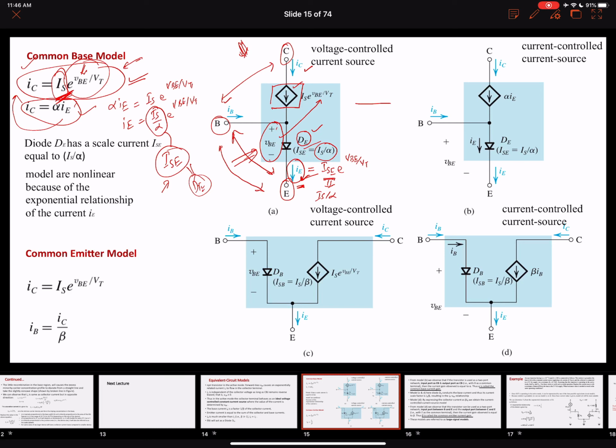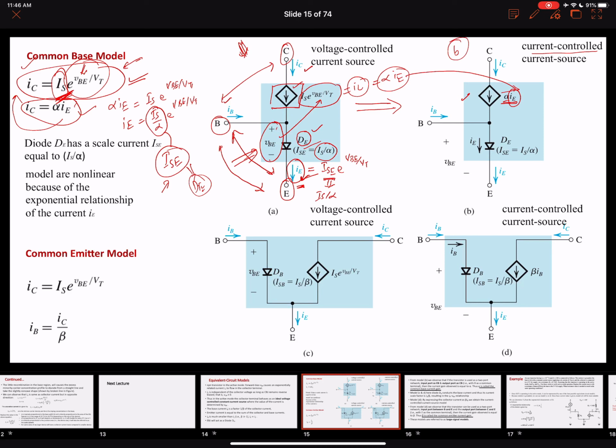Now, let's go over here. What we did over here is we have the same common base model in B as well. The only thing that we did is we have replaced this IC value by alpha times IE, right? So when we replace this IC by alpha times IE, we can see this as a constant current source again. But what is it being controlled by? It is being controlled by current as well. Now it is being controlled by IE.